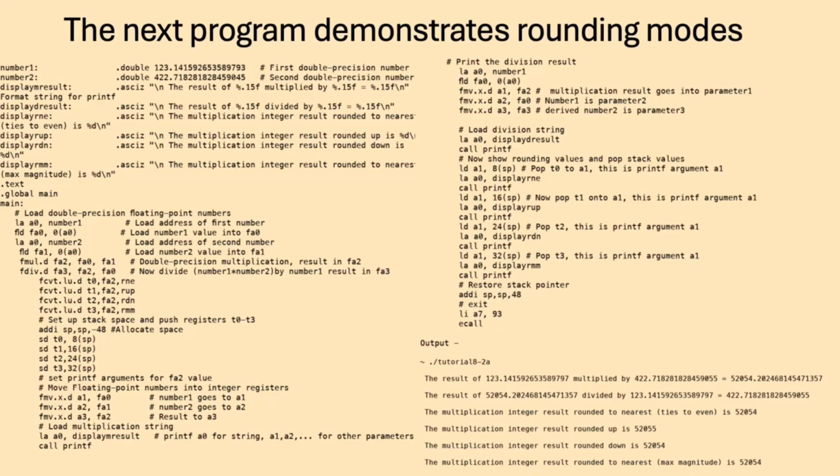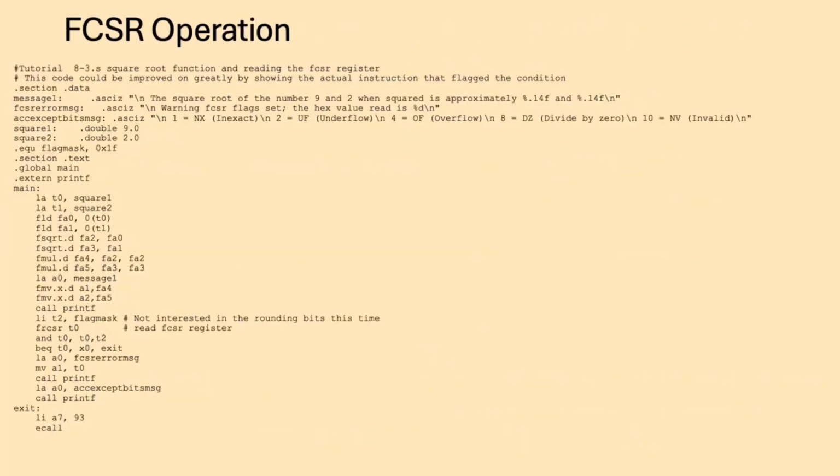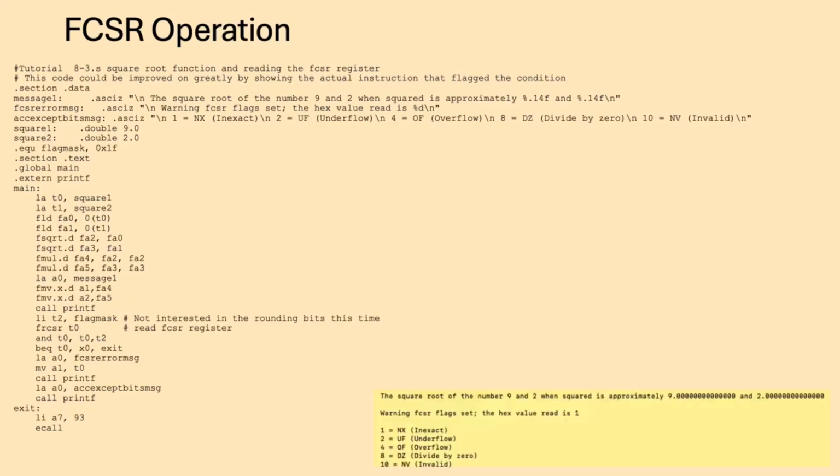This next program interacts with the floating point control and status register. It generates an irrational number. The square root of 2 causes a condition with the floating point control and status register. The control and status register is read with the instruction frcsr t0, placing the contents of the status register into register t0. The andi instruction holds a value called flag mask, which is used to zero out non-status bits such as the rounding mode fields that we've already discussed.